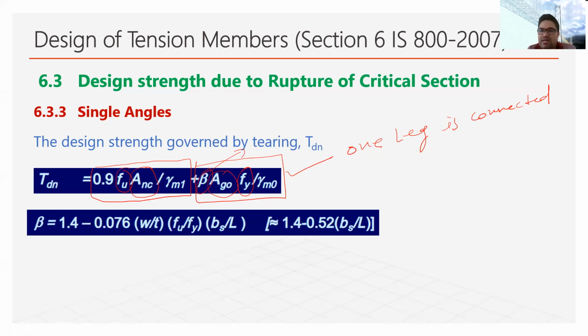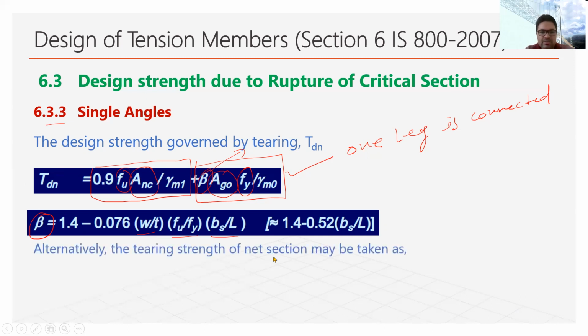Now, how do we find out beta? In the IS code, in this section only, the value of beta is also given. The formula we use involves w by t, Fu, Fy, and bs by L. We will understand what w, t, bs and L are. L is the length of the angle. Now w, t and bs, we will see in the next figure.